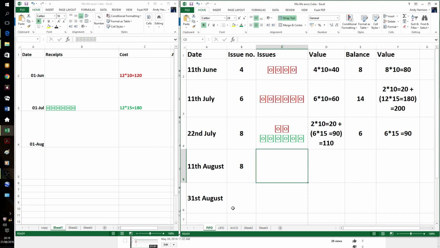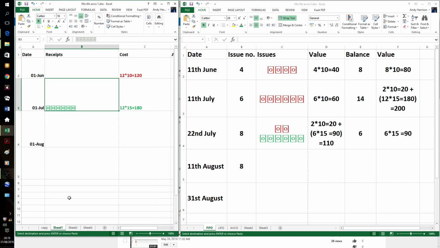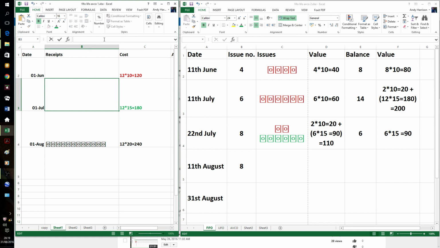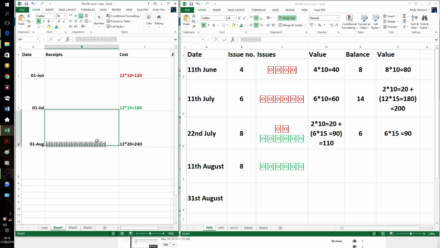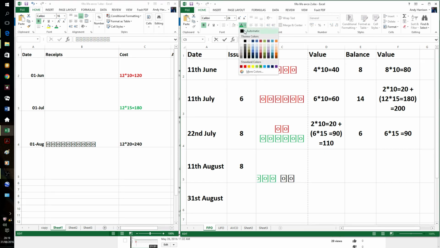So by the time we get to the 11th of August, then we've had another delivery, and we need a new supplier because they keep putting the price up on us. So these ones then, they're coming in at £20 each. So when we issue 8 on the 11th of August, FIFO, first in first out, we'll get rid of these ones, get rid of issue. But that's only 6. So we need another 2, and those 2 will come from this batch. But I'm going to need to recolour them because they're from that batch.